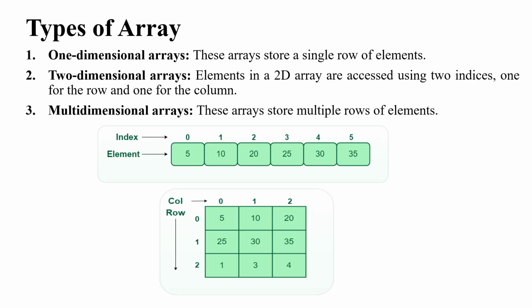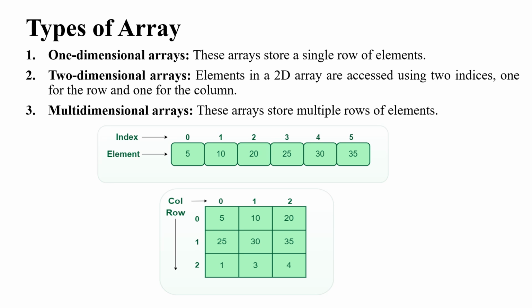Next we're going to discuss types of array. We have three types of array: one dimensional array, two dimensional array, and multi-dimensional array. In a one dimensional array, the array stores a single row of elements, which is given in picture 1. The next one is two-dimensional array. Elements in a two-dimensional array are accessed by using two indexes, one the row and the other the column.